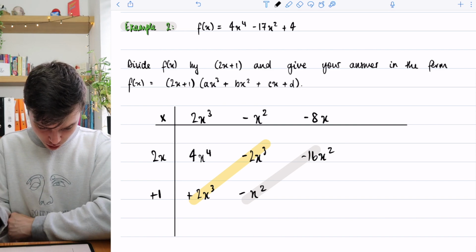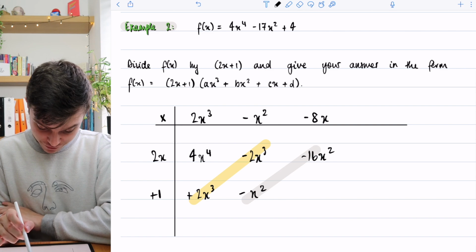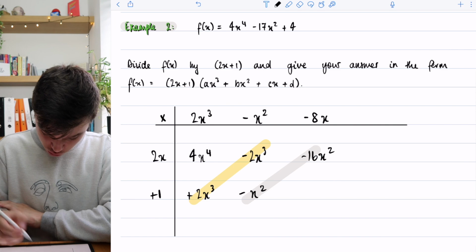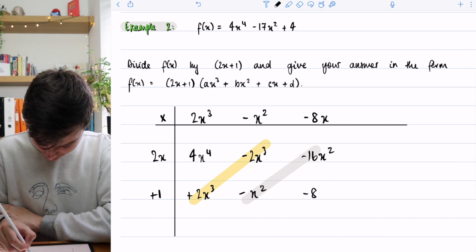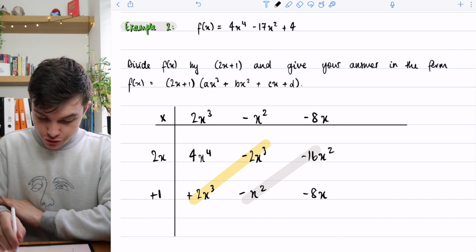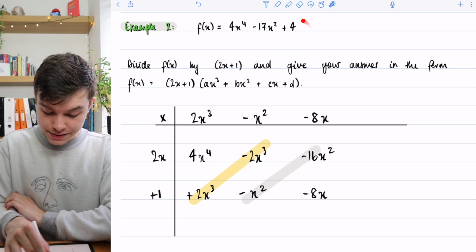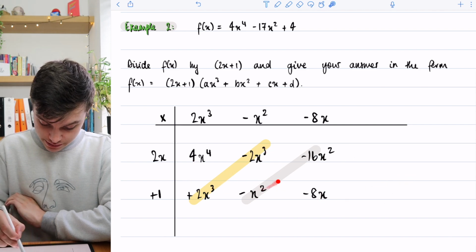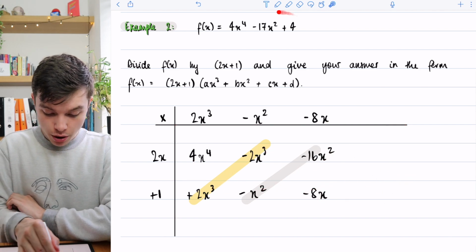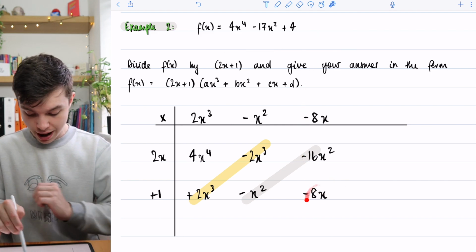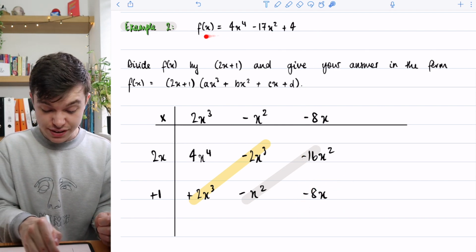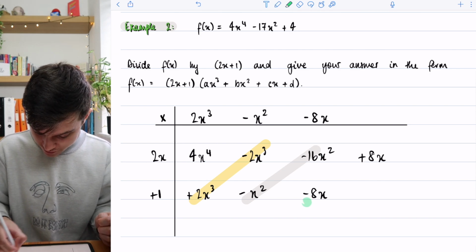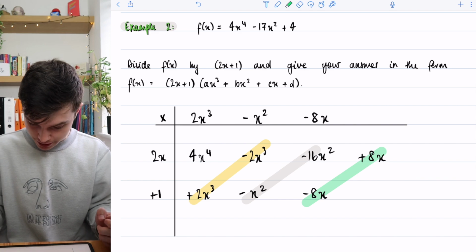Okay, let's think what we need to do now. So we have now a minus 8 times the plus 1, that's going to give me minus 8x, okay, and I have no x terms in f of x. This is what we're trying to make here. When we add all of these terms in the grid together, they're wanting to make f of x. So we don't have minus 8x, we have 0x. So I'm going to need to add 8x to match those up perfectly.